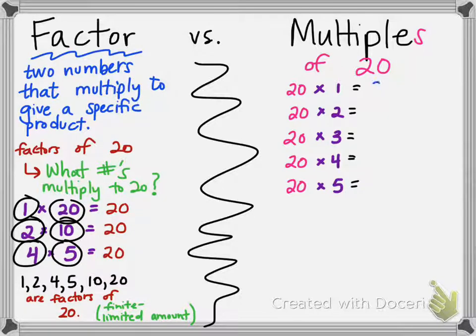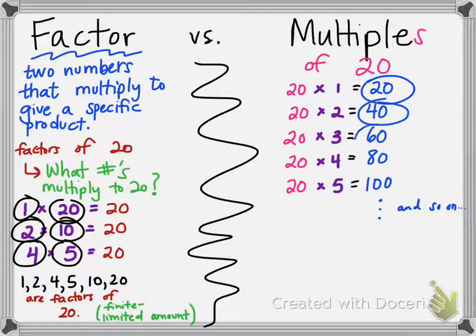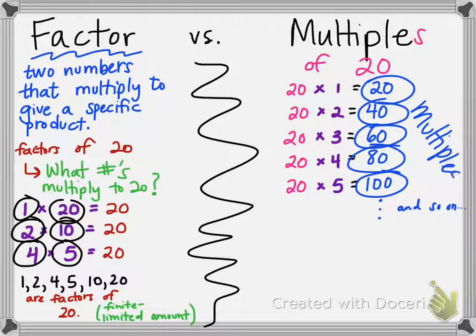So now here, my answers or the products for all of these multiplication questions will be the multiples. So 20 times 1 is 20, 20 times 2 is 40, 20 times 3 is 60, 20 times 4 is 80, 20 times 5 is 100, and then the list will continue, so we could say, and so on. So here I have a list of multiples, 20, 40, 60, 80, 100.